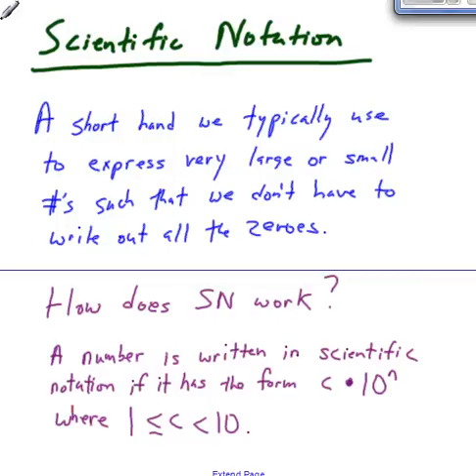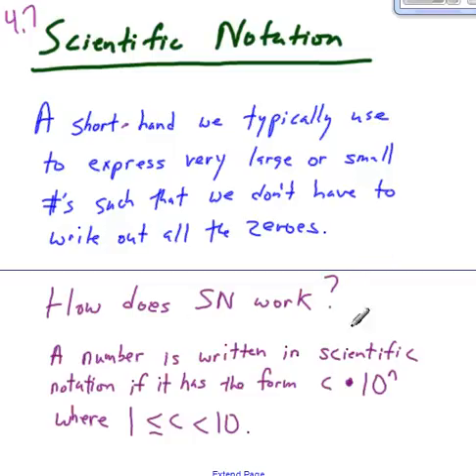Okay, this is a lesson on 4.7 scientific notation. Now, scientific notation is a shorthand. It's a shorthand we typically use to express very large or small numbers such that we don't have to write out all the zeros. So how does it work?